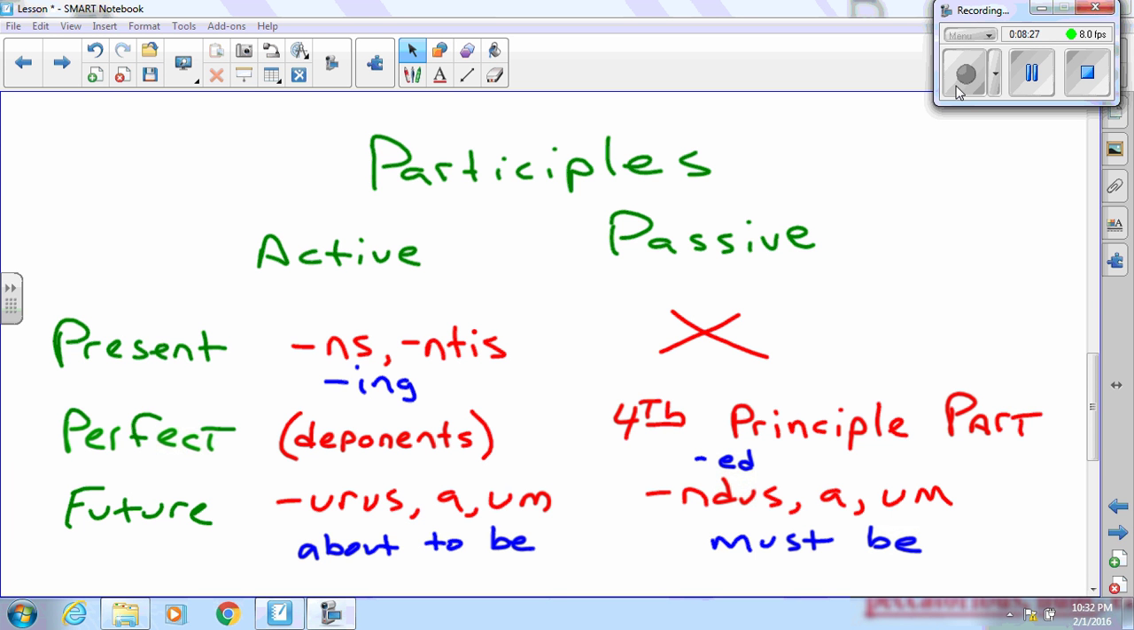Secutus would be a perfect active participle. We haven't had a perfect active yet, but with these deponents we're now adding those. Fourth principal part for the perfect passive, that's translated as ed. Future active is urus, and that is translated as about to. And then you have the future passive participle, also known as the gerundive, and that is typically translated as must be.